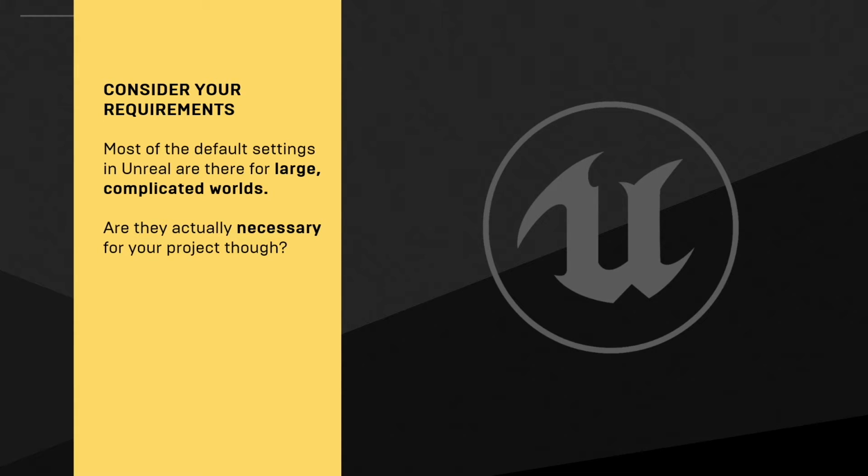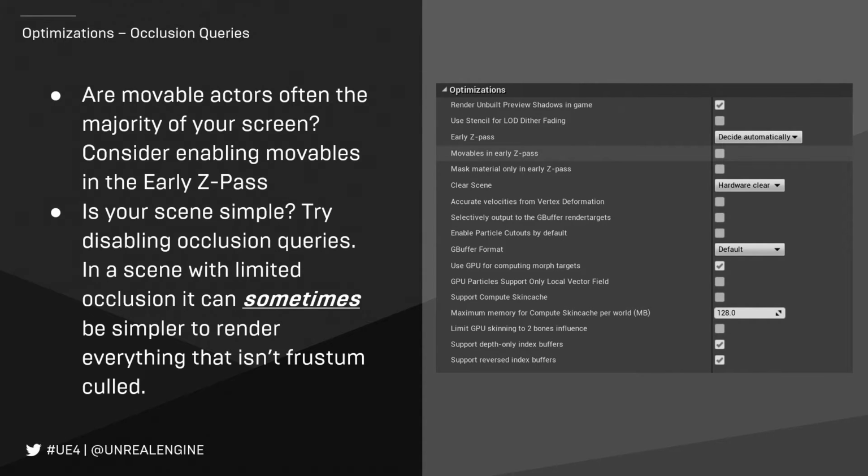So what that means is you need to determine what's necessary for your project. The first thing I'd like you to consider is occlusion queries. Quite simply, do you need to actually see if something is behind other things in your world? If at all times you can see your main objects, then they're never being occluded. If they're never being occluded, you don't need to check to see if they're occluded, so you can turn this off. If your scene is almost entirely movable objects, then you might want to enable movables in your early ZPass, which says don't render pixels if they're behind movable things.